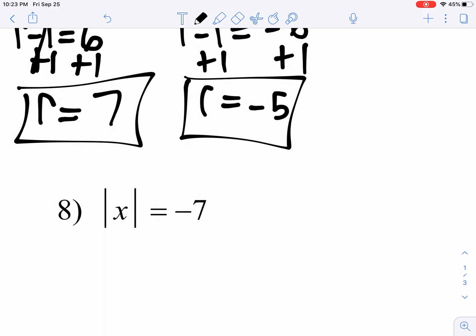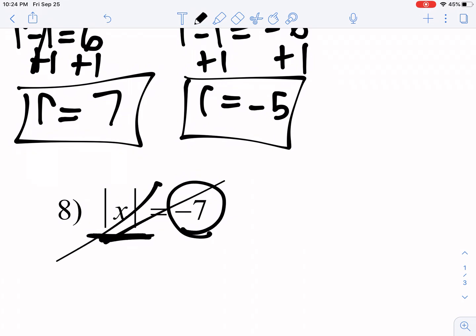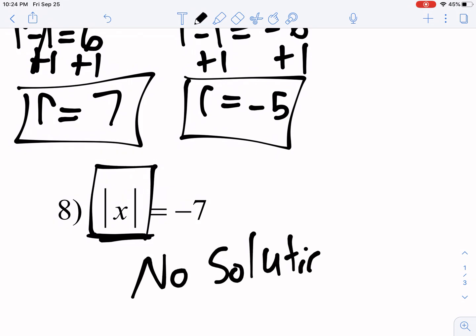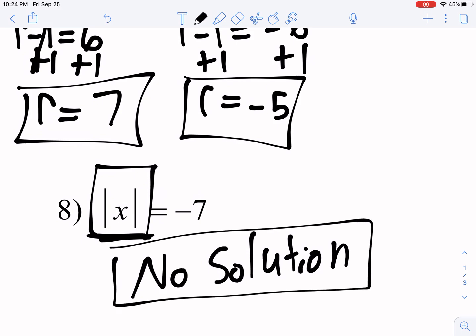So, can an absolute value ever equal a negative number? No. An absolute value cannot be negative. We don't have negative distance. I'm not -7 away from 0, right? This is not possible. Okay? So if you run into a situation where an absolute value by itself equals a negative number, that is no solution. That's our answer. There is no solution that would make this true. I can't be a -7 distance.